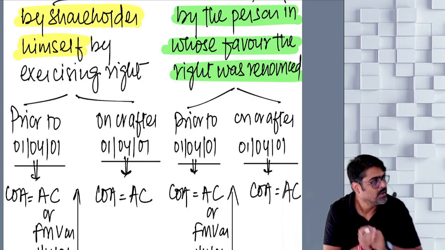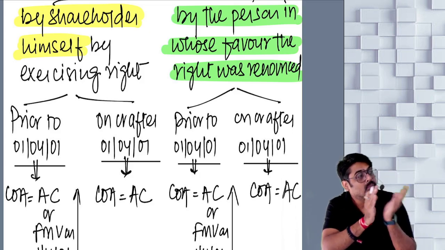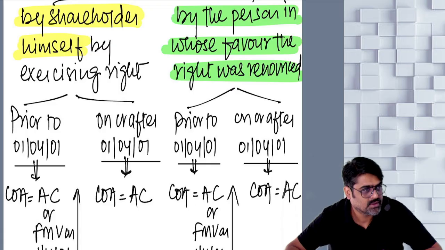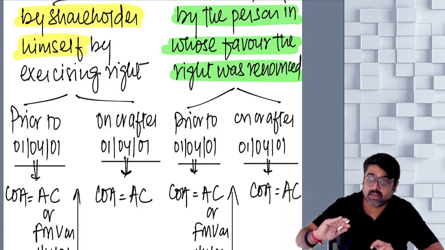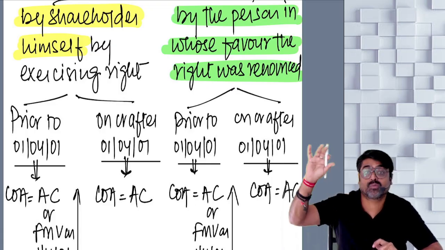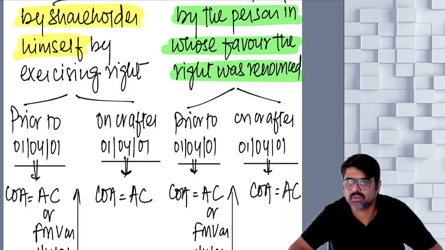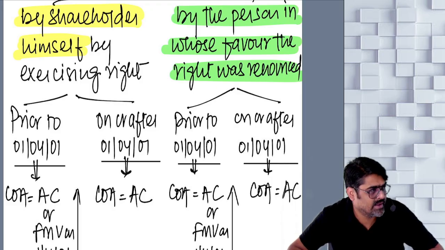Yes or no? So the moment you renounce your right in favor of Suresh, now Suresh is entitled or eligible to buy those 450 right shares. Now can I say Suresh will buy the 450 right shares? Yes or no? What will be the cost of acquisition? Actual cost. At how much is Suresh going to buy now?